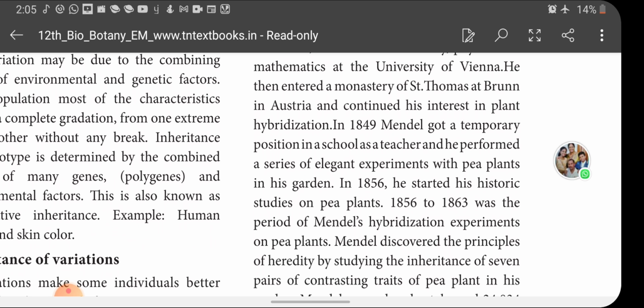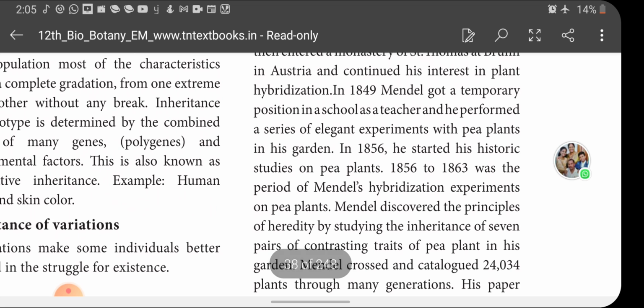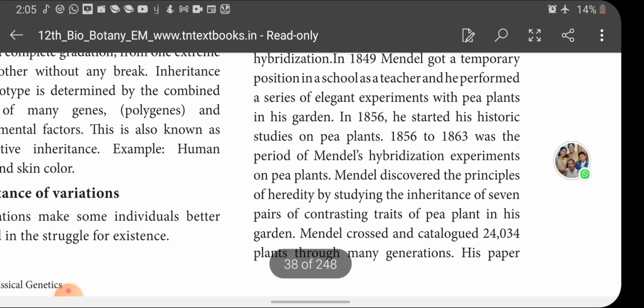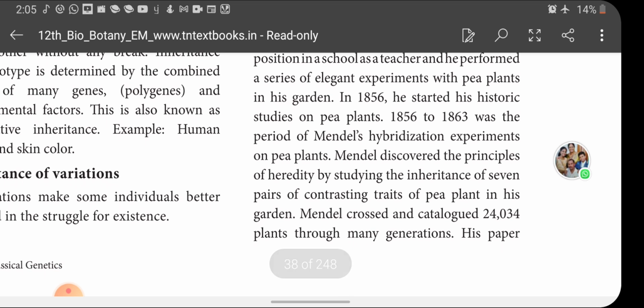So, his educational qualifications, this and that all, please learn by yourself, children. In 1849, he got a temporary position in a school as a teacher, and at the same time, he started his series of elegant experiments with the pea plant in his garden. In 1856, he started his historic studies on pea plants. 1856 to 1863 was the period of Mendel's hybridization experiments on pea plants. Mendel discovered the principles of heredity by studying the inheritance of 7 pairs of contrasting traits of pea plant in his garden.